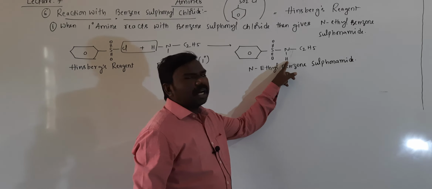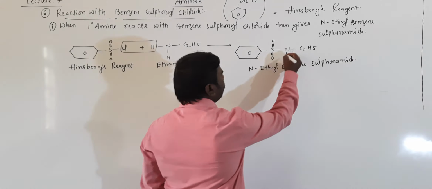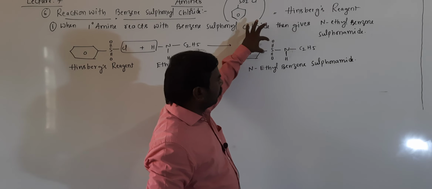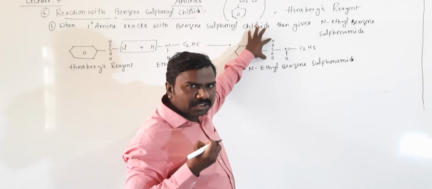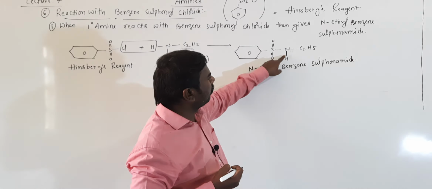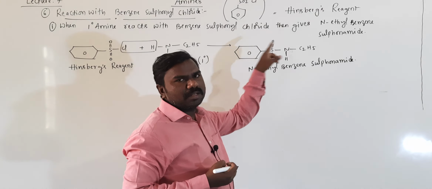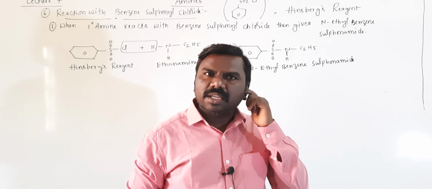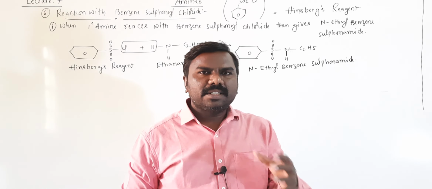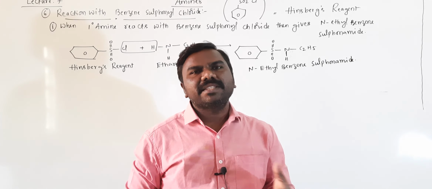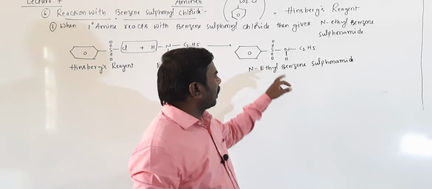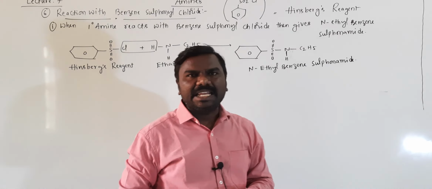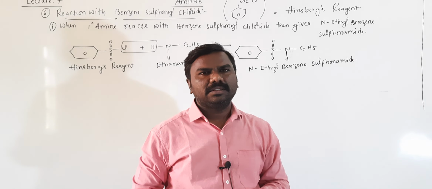Here this hydrogen is most acidic because these two electrons are taken by nitrogen. Due to the strong electron withdrawing nature of SO2, these bonded electrons are also taken by the SO2, and then H is removed as H plus. H plus means acidic hydrogen. Acidic compounds are soluble in bases. Due to the presence of this acidic hydrogen, this compound is soluble in alkali, nothing but a base, right?